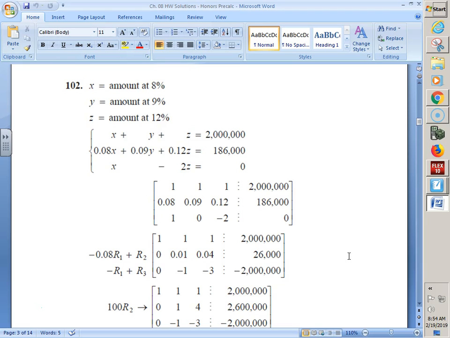They told you all that interest, the interest payment each year, is $186,000. It's like mortgage payment, but times tons more. And then it says the amount in the 8% is twice the amount in the 12%. So I would have said x equals 2z, but you had to move it over to this side so that you could have it all nice and pretty and lined up for your matrices.